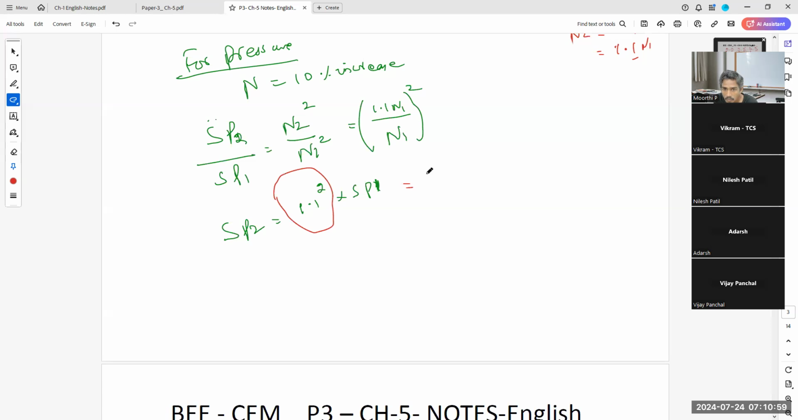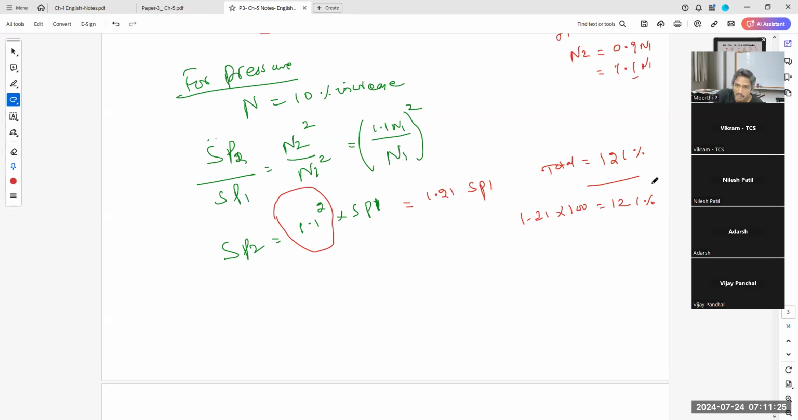1.21 SP1, na? Okay. That means how much percentage? Total percentage? 121%, na? Original value, it's a final value. 1.21 into 100, then 121%. That means 21% increase. Now 121 means 100 plus 21.